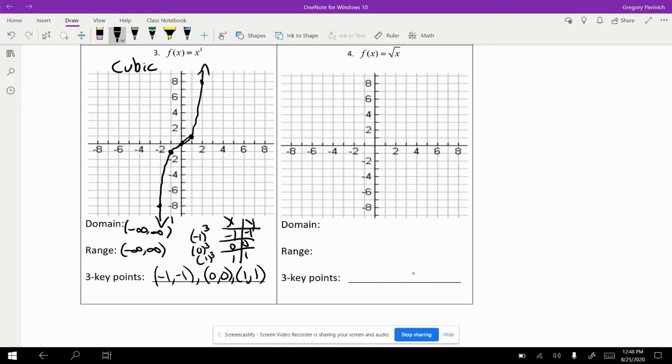Okay, my next one is the square root function. We already have talked about that the square root function is restricted, right? You cannot square root a negative number. So when I create my table of values, I'm not allowed to use a -1 because I can't square root -1. So I'm going to start with my first value that I can square root. Since this is just x underneath the radical, I'm going to start with 0. That's my first number I can square root.